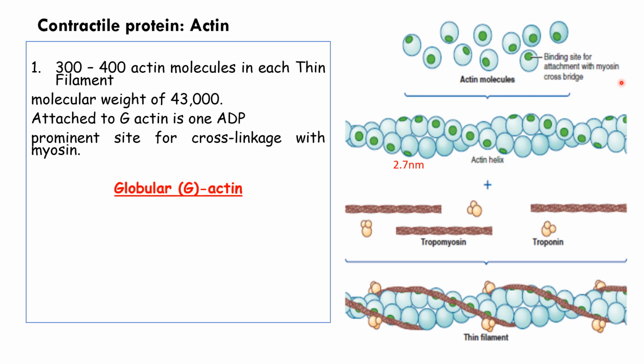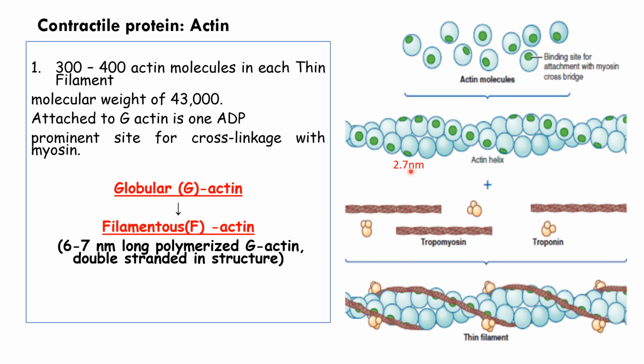So these G actin molecules, when they combine together, form this filamentous F actin, as you can see here, and the active sites of the 2 F actin strands, you can see the distance is 2.7 nanometer, giving it a staggered appearance so that it can interact with the myosin. So this forms a 6 to 7 nanometer long polymerized chain, which is double stranded in structure, known by the name of thin filament.